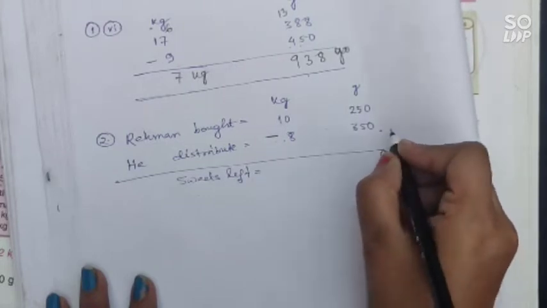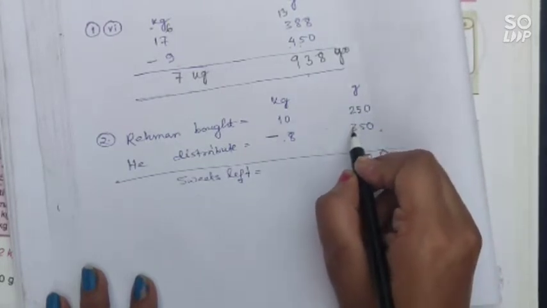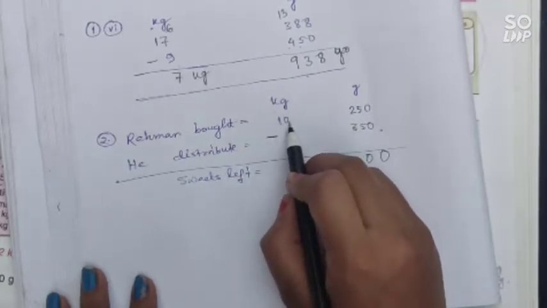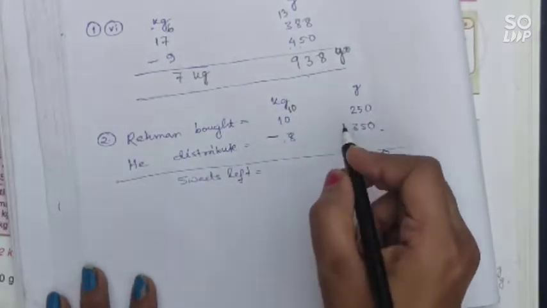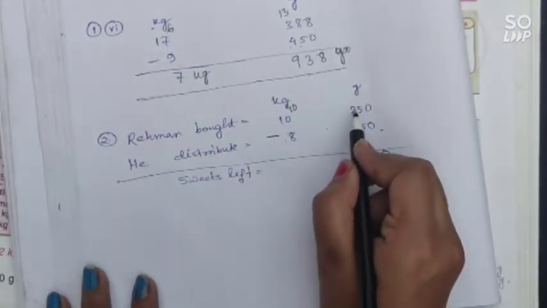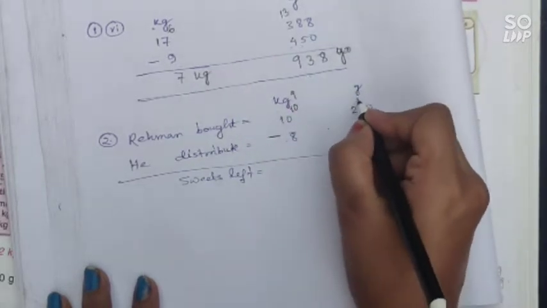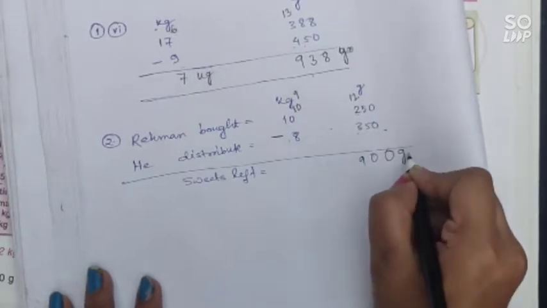0 minus 0 is 0, 5 minus 5 is 0, 2 minus 3. But 2 is less than 3, so 2 will borrow 1 from 0, but 0 has nothing to give. So 0 will borrow 1 from this one, so 0 becomes 10, and this 2 will borrow 1 from 10, so 10 becomes 9, and 2 becomes 12. 12 minus 3 is 9, 900 gram.